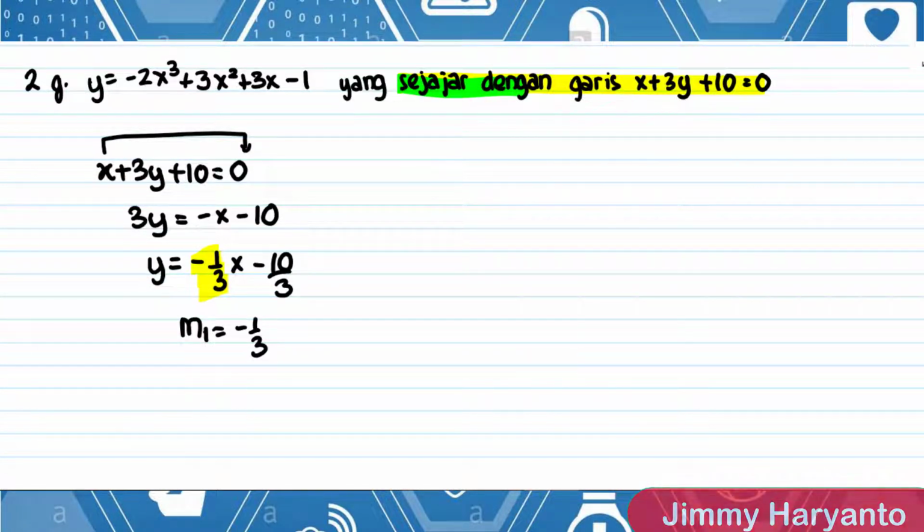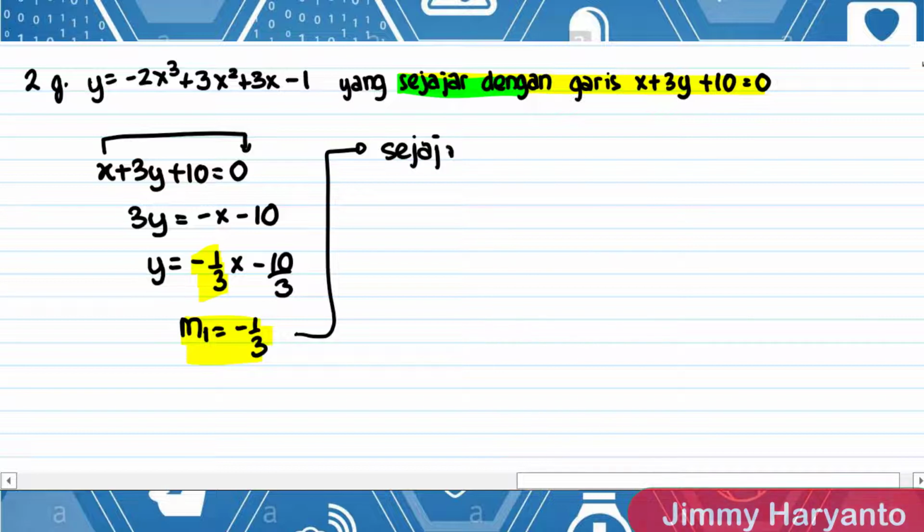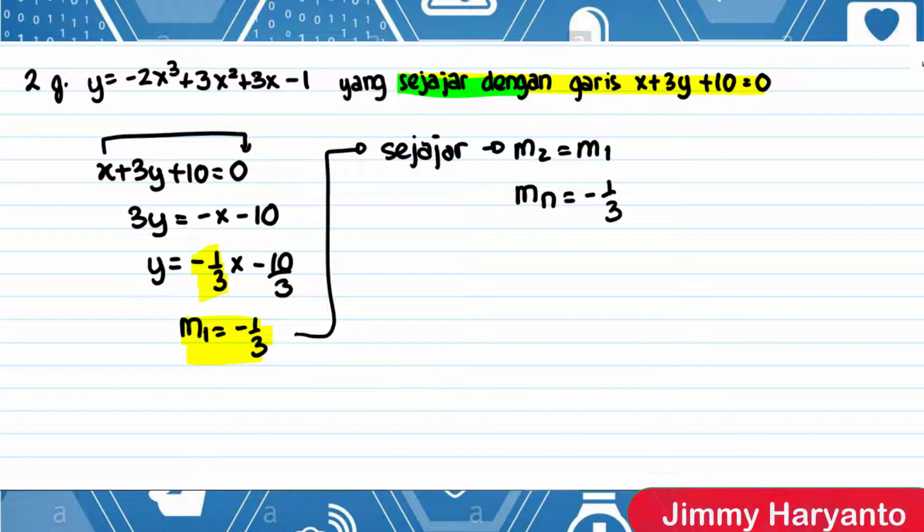And the meaning of sejajar right here is the gradient of the normal. The question says, find the gradient of the normal which is parallel with. That means the parallel here is with another normal. From M1 we can find the gradient of the normal using the word parallel. Parallel means M2 equals to M1. And that also means the gradient of the normal will be the same with the gradient of the line, which is negative 1 over 3. Therefore, the gradient of the normal is negative 1 over 3.